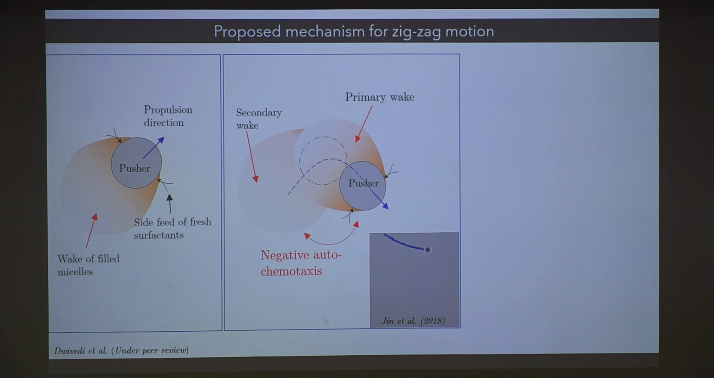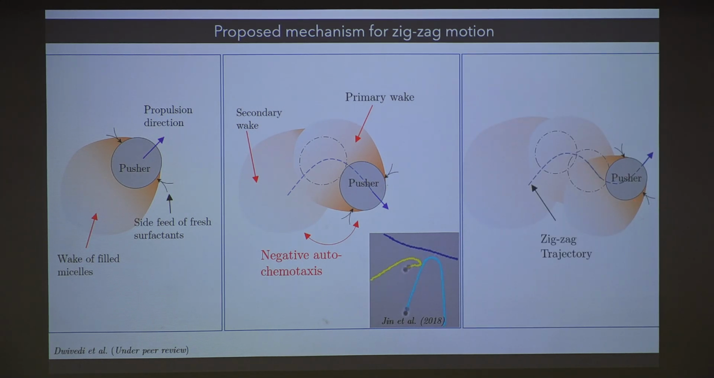Now in this state, the droplet again has to decide whether to take a turn towards the right or towards the left. At this instant, what the droplet experiences is a region which was already filled with filled micelles, because when the droplet moves, it leaves a wake of filled micelles behind it. Right? And because there is already a wake present, the droplet consciously avoids this region because of a phenomenon called negative chemotaxis, and the droplet takes a turn which ensures that it steers away from this region, and that leads to a sort of zigzag motion in the droplet.